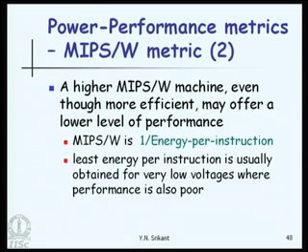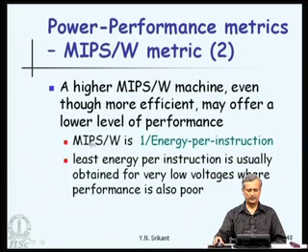A higher MIPS per watt machine, even though more efficient, that is, it executes more instructions per watt, may actually offer a lower level of performance. Why? MIPS per watt is nothing but 1 by energy per instruction. As you can see, if you push that MIPS to below W, then you get 1 by energy per instruction, and that means least energy per instruction is what is necessary, but it is obtained for very low voltages where the performance is also very poor. So, MIPS per watt is not a great way of measuring the performance for all types of machines, but it is okay for lower end machines.